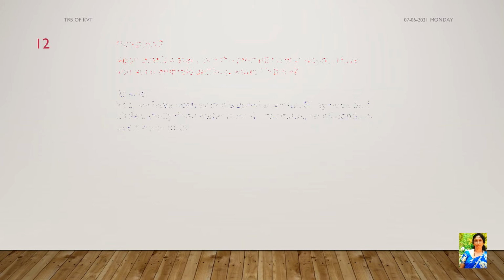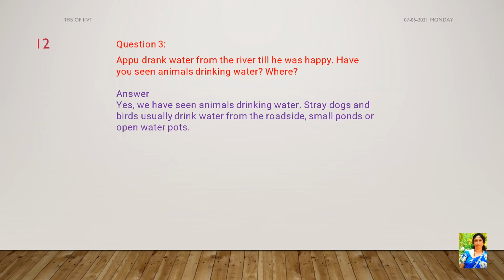The next question, children. Apu drank water from the river till he was happy. Have you seen animals drinking water? Where? If you have seen, where? Yes, we have seen animals drinking water. See, around the house we have dogs, birds, isn't it? Stray dogs and birds usually drink water from the roadside, small ponds, or open water pots. Children, you observe daily. Whenever it rains, all the water will be flowing on the road, isn't it? And at that time, the pigeons and the dogs try to take water.